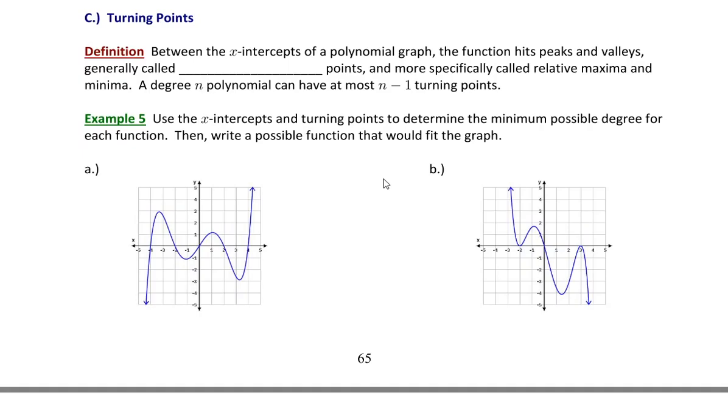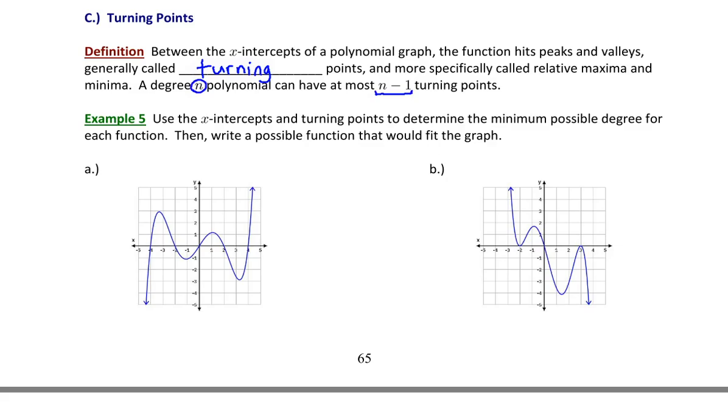The last part of interior behavior that we need to be able to identify is the turning points. Between the x-intercepts of a polynomial graph, the function hits peaks and valleys, generally called turning points. And more specifically, they're called relative maxima and minima. That's how you'll learn them in Calculus 1. Now, a degree n polynomial, remember, can have at most n zeros, but in between those zeros, we can have at most n minus 1 turning points.